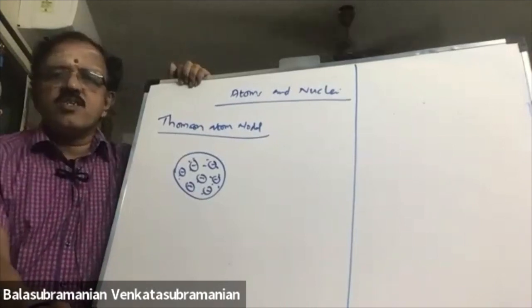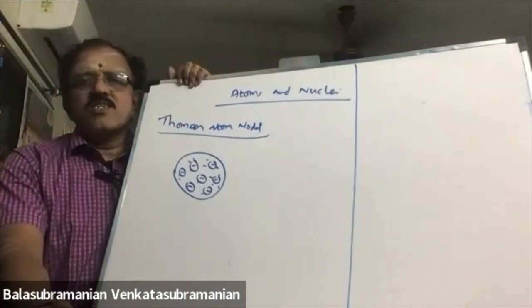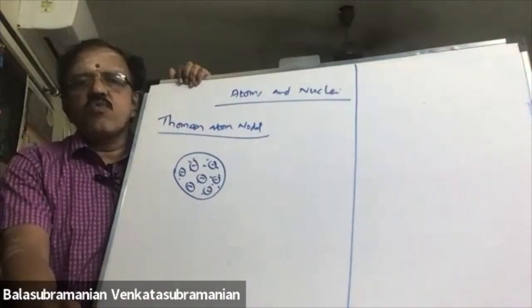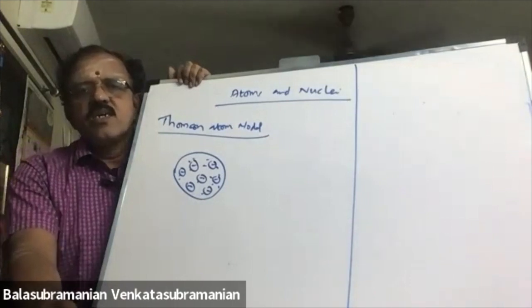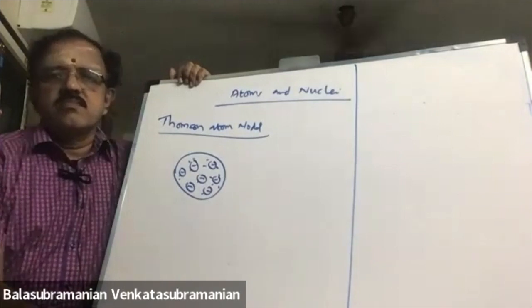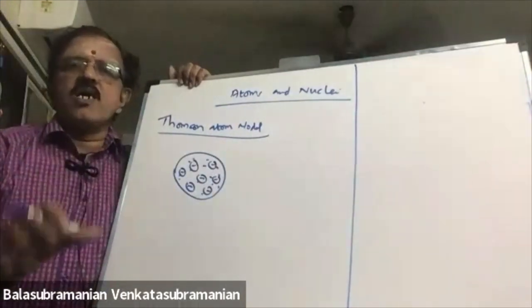Of course, it has got many drawbacks. First drawback and major drawback is electrons are not fixed, electrons are moving. Second basic drawback here is he didn't talk about nucleus at all. Thomson atom model, otherwise known as watermelon atom model.